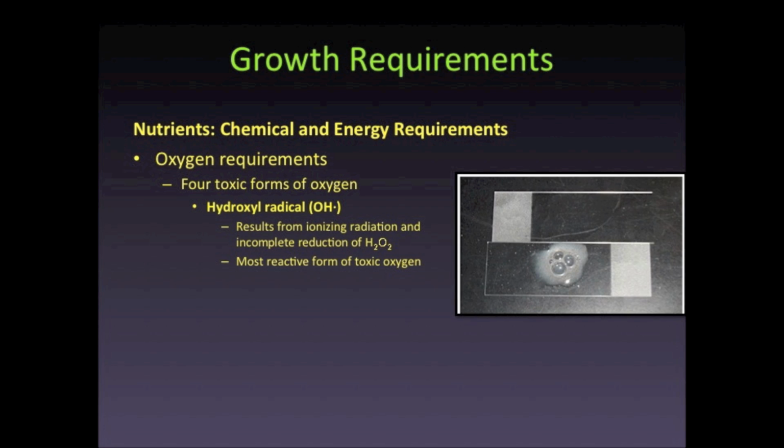As we have seen, cells employ the use of carotenoids and the enzymes superoxide dismutase, catalase, and peroxidase to protect themselves against the toxic forms of oxygen. Another means of protection utilized by many cells are antioxidants, such as vitamin C and E, which provide electrons to reduce toxic forms of oxygen.